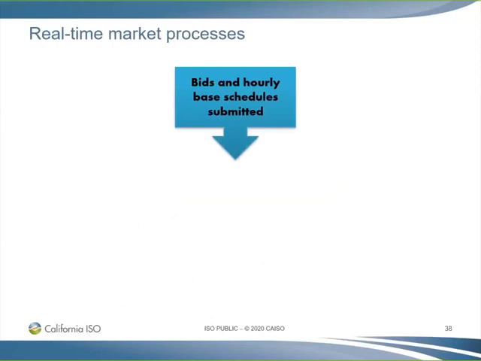Bids from all market participants and base schedules from the EIM markets are submitted 75 minutes before each trade hour in real time. These bids are used in the hourly processes for intertie transactions, the 15-minute market, and the real-time dispatch, which occurs every 5 minutes. The real-time market fine-tunes the flow of electricity to follow fluctuations in supply and demand.